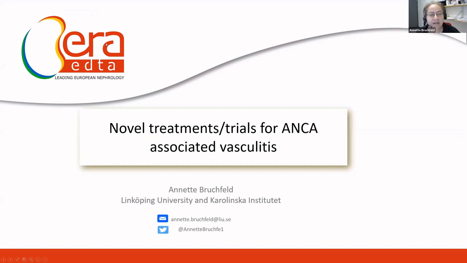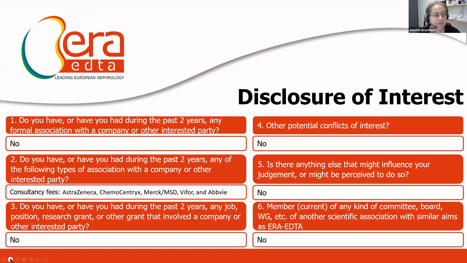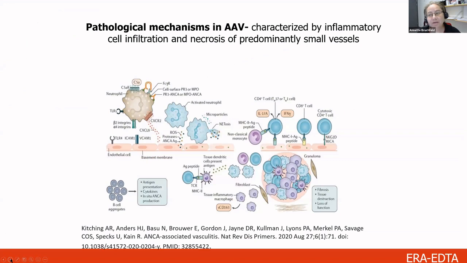Thank you very much. So I will talk about the novel treatment and trials for ANCA-associated vasculitis. These are my disclosures. I've been told by the moderator that I shouldn't talk about mechanisms, but if you want to read a really good article about ANCA vasculitis, you should read this one, by, I think, my co-chair in the Immunonephrology group, who is also a co-author. It's really a good paper.